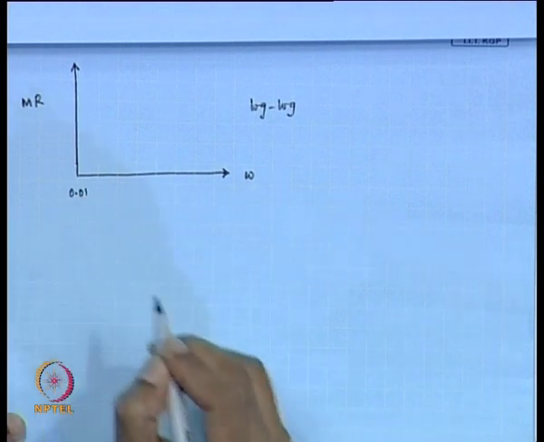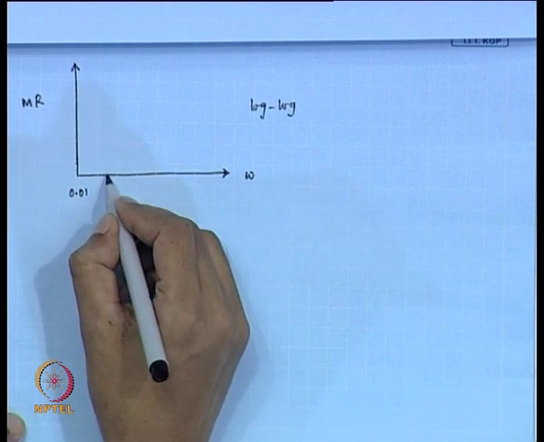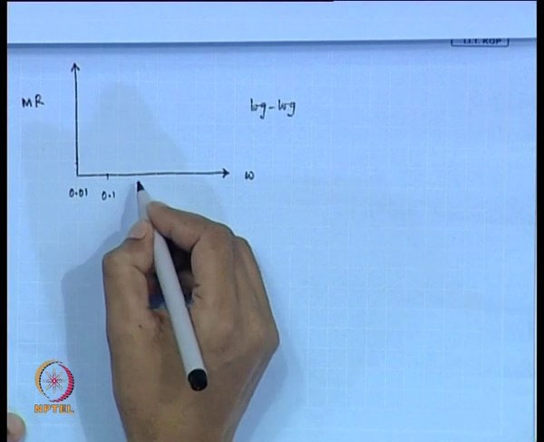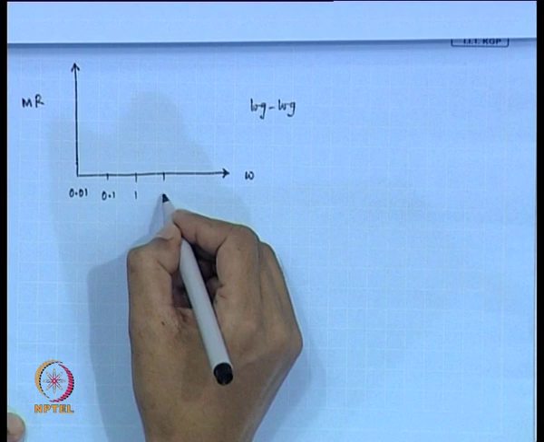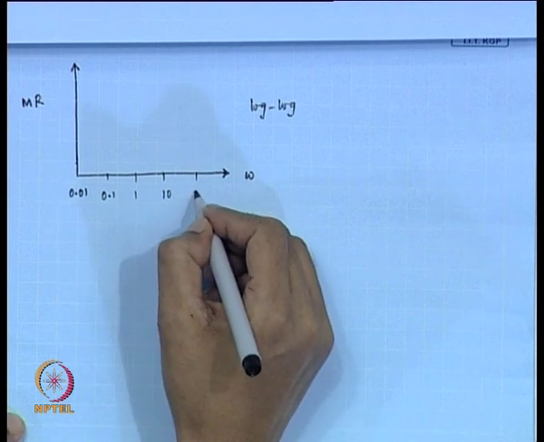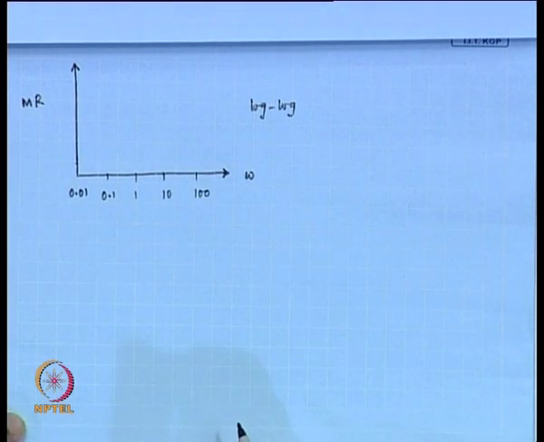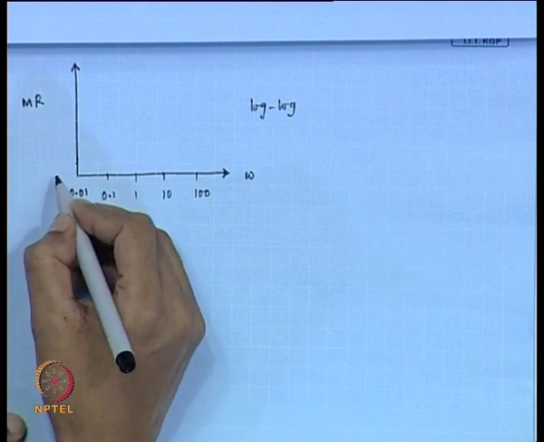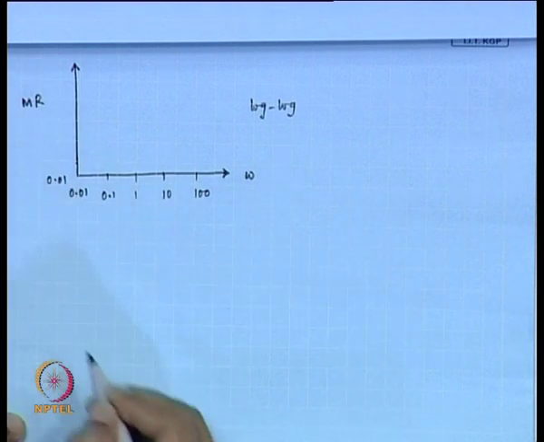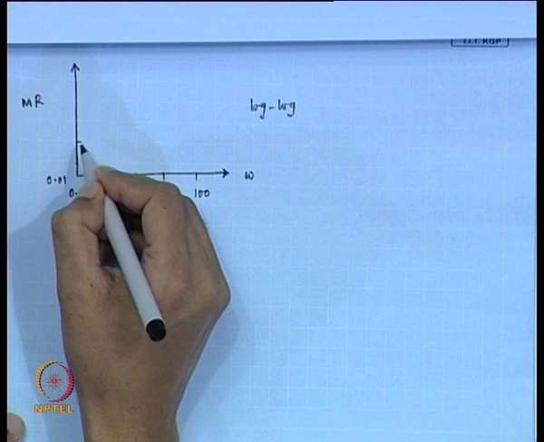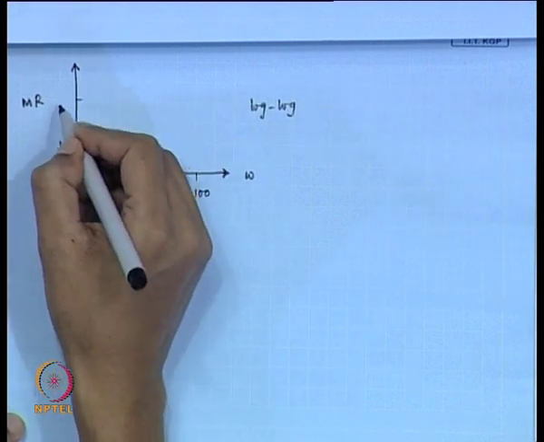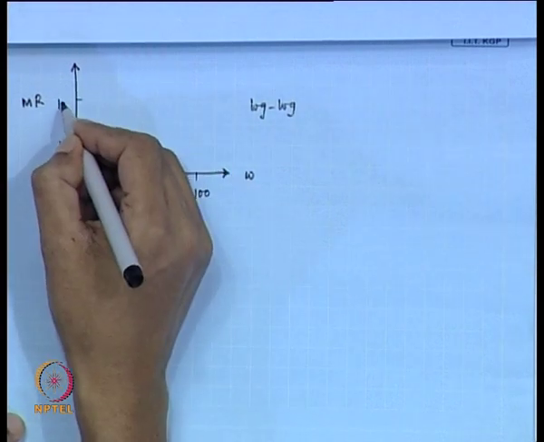This is 0, starting point is 0.01, next one is 0.1, 1, 10, 100, 0.01, 1 and 100.